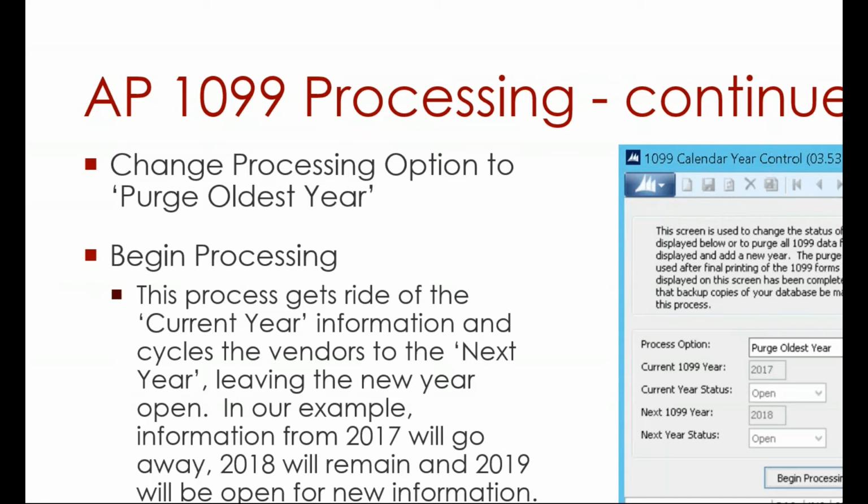With this setup right now, I would not be able to process any AP checks for 2019 yet because it's not an open year. So in order to do that, I would choose Purge Oldest Year and click Begin Processing. What that process does is it gets rid of the oldest year information. It cycles the vendors to the next year. So we would end up with 2018 as the current year, and next year would be 2019. That would then allow us to process checks for 2019. We would still be able to process 1099 forms and such for 2018 too, since we have that as an open year as well.